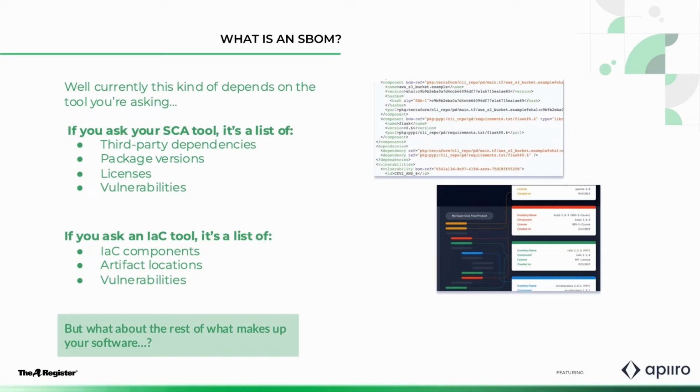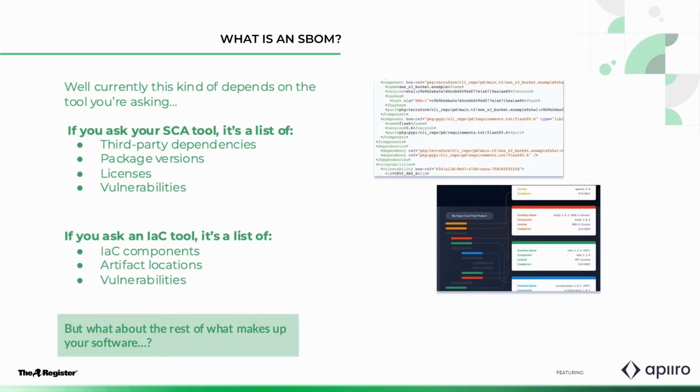Today we already have a couple of industries: SCA, which stands for software composition analysis, the IaC market, and the API security market. Everyone speaks in SBOM lingo. But if you ask your SCA provider what an SBOM is, they will tell you, oh, this is clear. It's only the third-party dependencies, the package versions and the licenses associated with them, and the vulnerabilities associated with that.